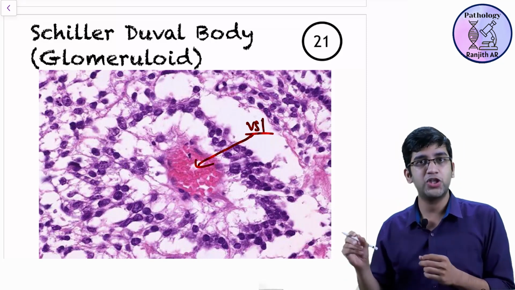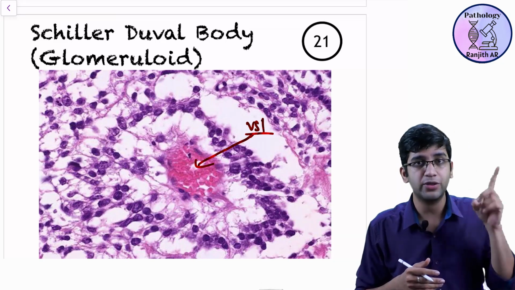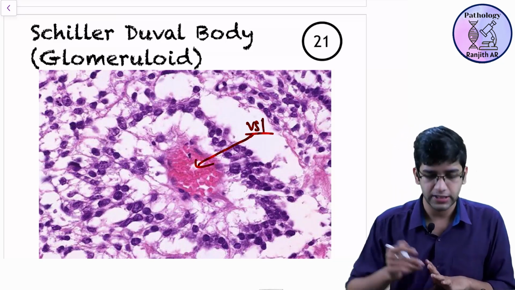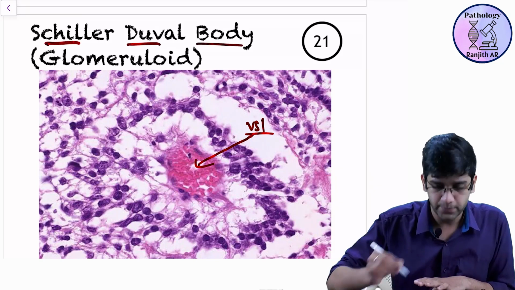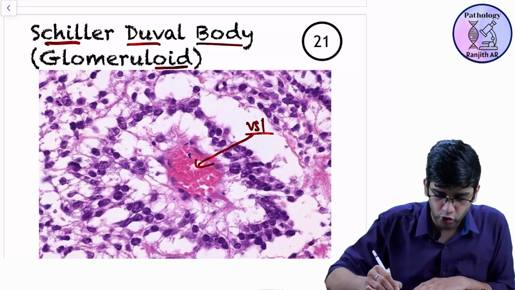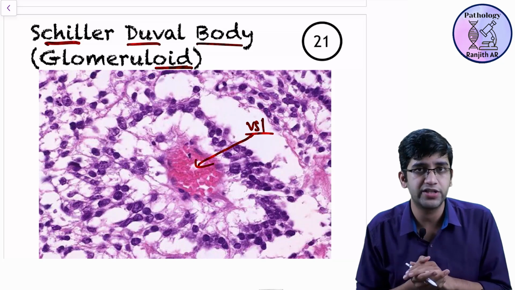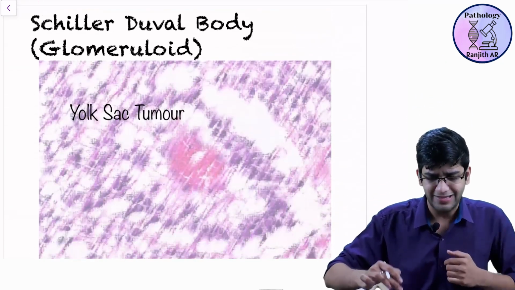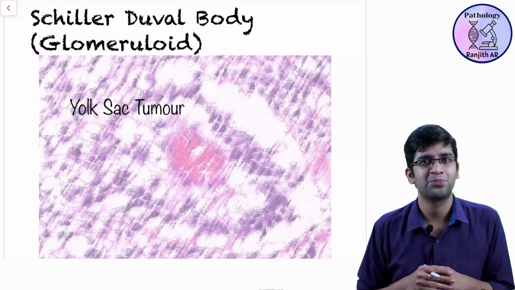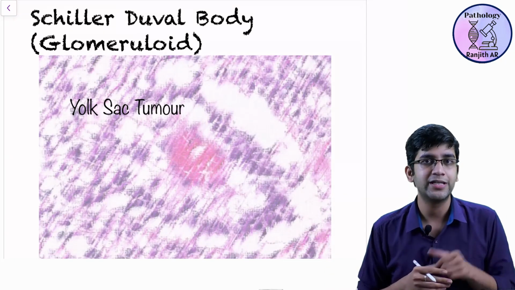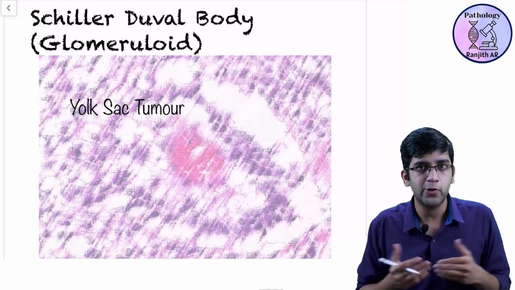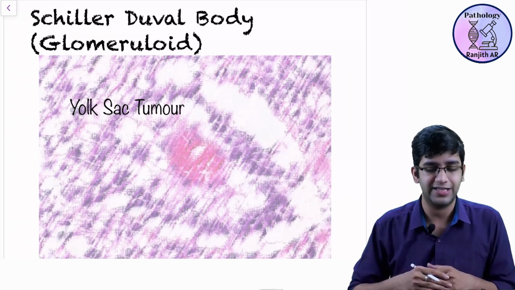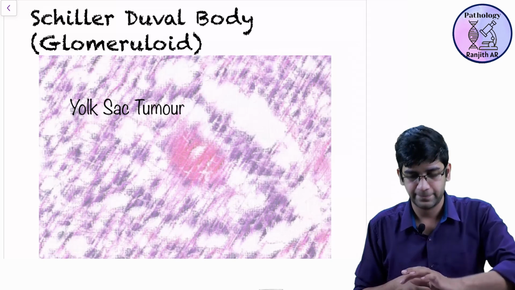This is how a fetal glomerulus looks. When I come to the kidney chapter, I'll show you a fetal glomerulus, right? A Schiller-Duval body or a glomeruloid, oid means it looks like a glomerulus. Schiller-Duval body is seen in a tumor. I'm sure you must be screaming now: yolk sac tumor of testis and ovary. Okay? Schiller-Duval bodies or glomeruloid bodies are seen in yolk sac tumor of testis or ovaries. Fine? Next.